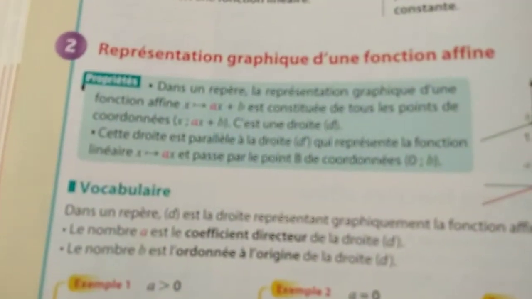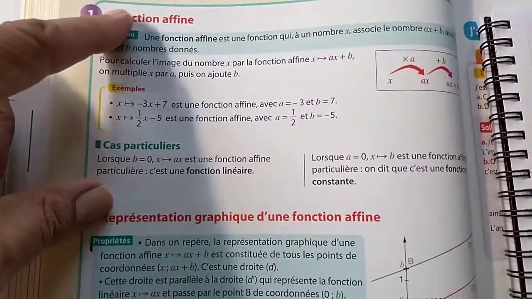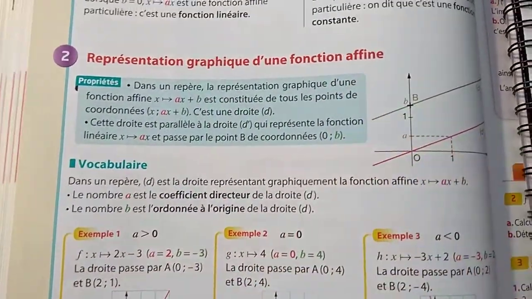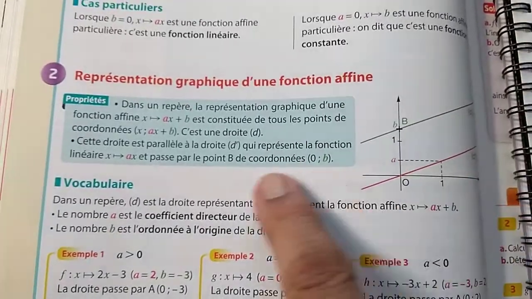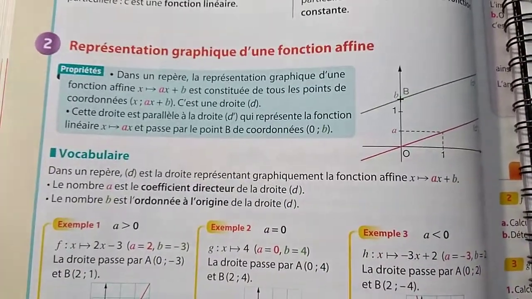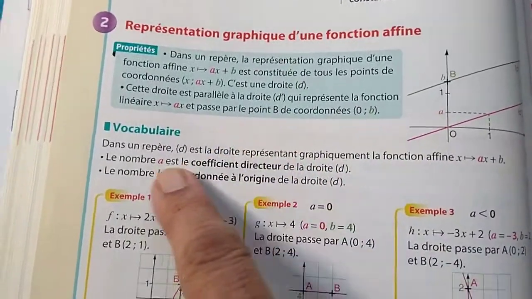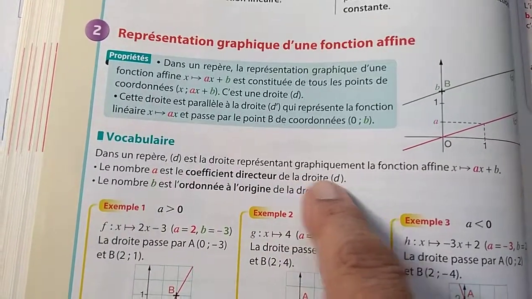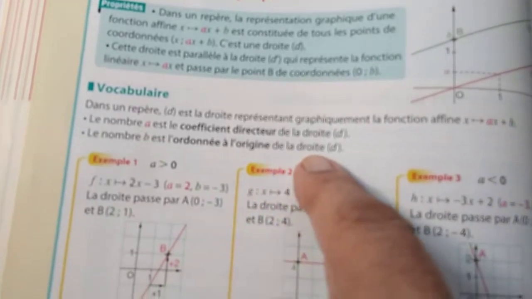Now in the book, if you look on page 116, where you have J'apprends le cours, we did this, the definition of fonction affine. This is représentation graphique d'une fonction affine. This is what I have done. So in case you don't want to re-watch the video, if you have problems with any of the concepts or any of the terms, you can always come back to this page and consult it here. You see, this is: le nombre a est le coefficient directeur de la droite D. Le nombre b est l'ordonnée à l'origine de la droite D.